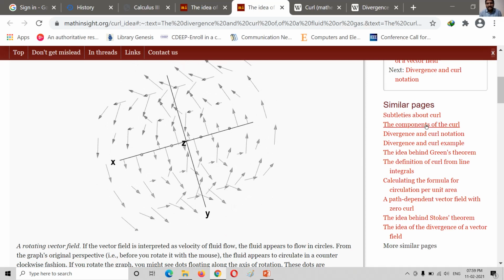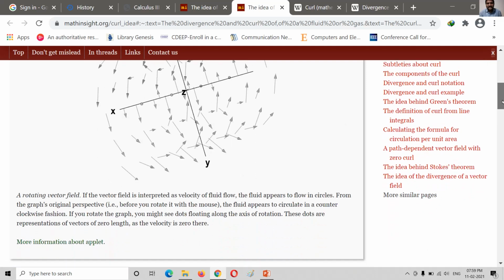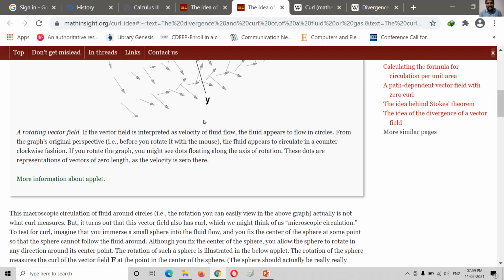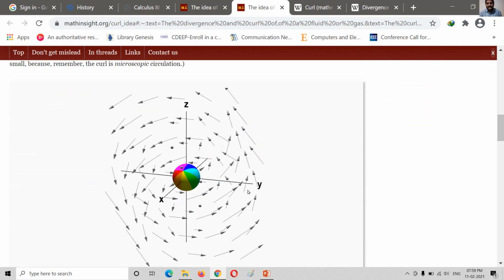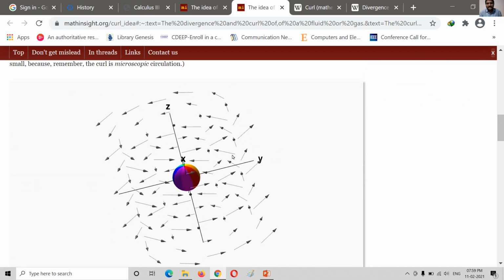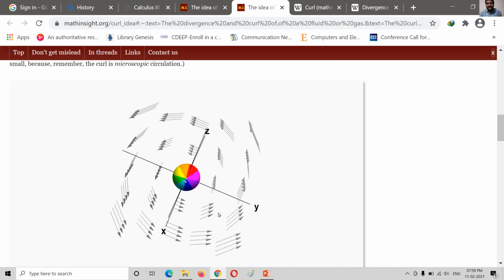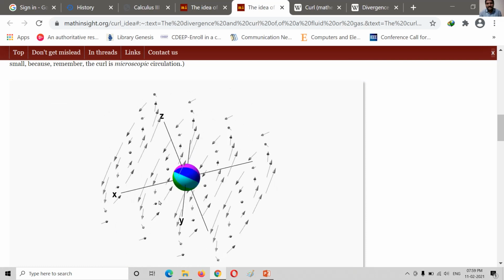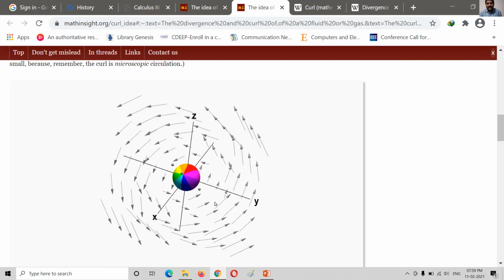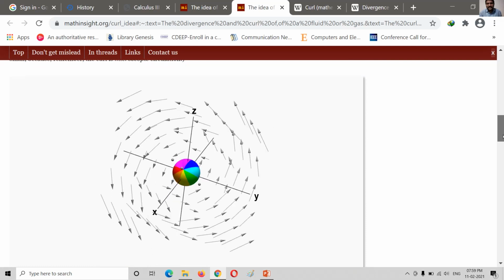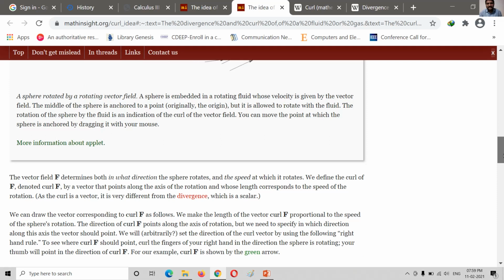Okay, moving towards the next point, a rotating vector field. Okay, now see this one. I hope you understand the concept of the same thing.